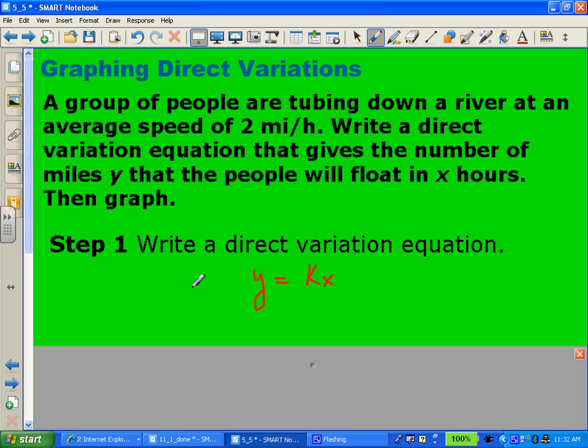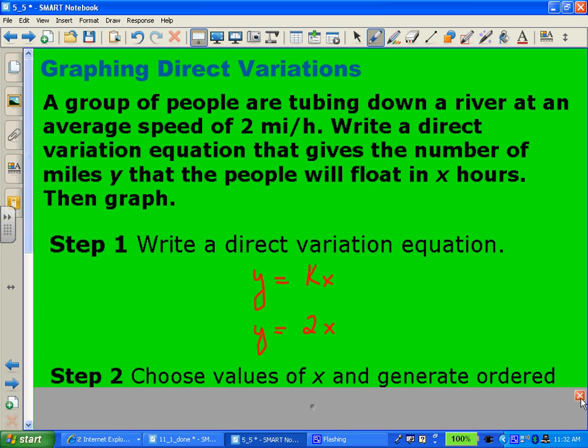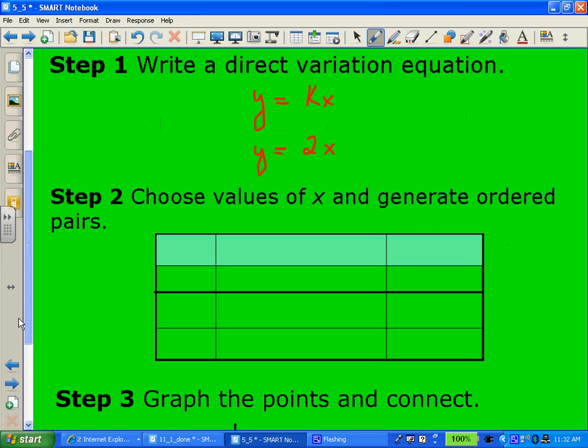And we know right away it's going to be in this form because it says it's a direct variation equation. So y is the number of miles they're going to travel, and x is hours. So how would we calculate the amount of miles they would travel if we know how many hours they traveled? Well, if I know they're going 2 miles per hour and they travel, for example, 4 hours, that would be 8 miles. That means I do 2 times the amount of hours they travel. So there's my direct variation equation.